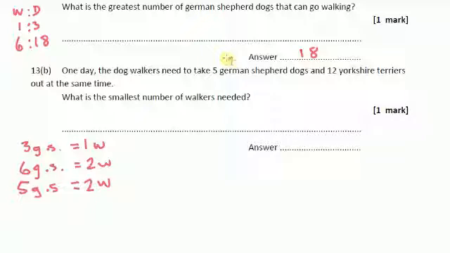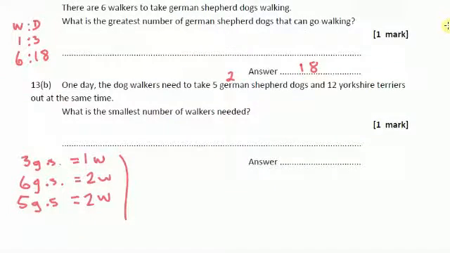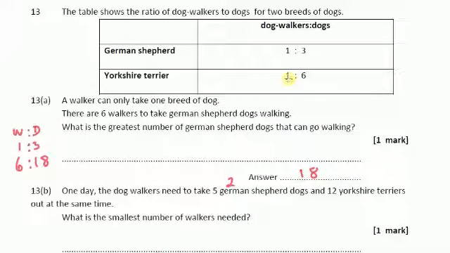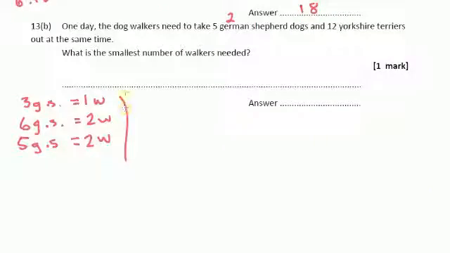And the 12 Yorkshire Terriers, I know that from the table, let's just check. 6 Yorkshire Terriers can go with 1 walker. Right? So 6 Yorkshire Terriers for 1 walker. So double that, 12 Yorkshire Terriers go with 2 walkers. So my 12 Yorkshire Terriers I want to take need 2 walkers. So I need 2 walkers for the German Shepherds and 2 for the Terriers, so 4 altogether.